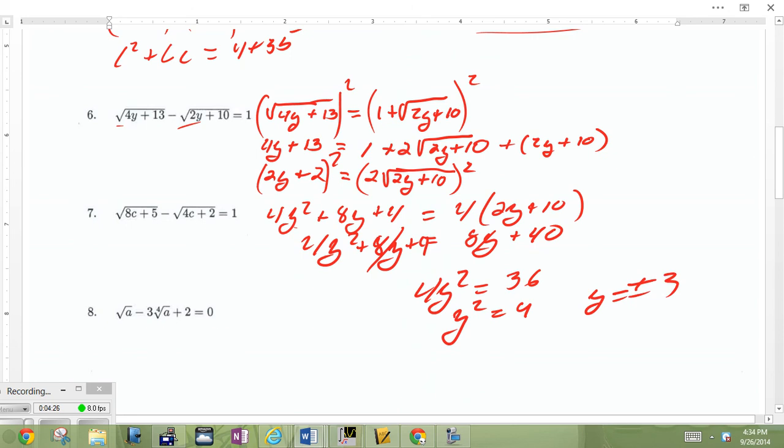All the problems that follow, the 7 is going to be done the same way. I'm not going to do that. So I'll show you how to do it over here. Okay, over here, the square root and the fourth root.